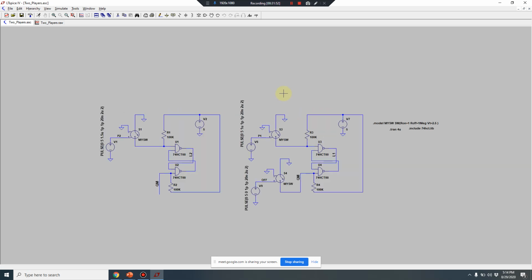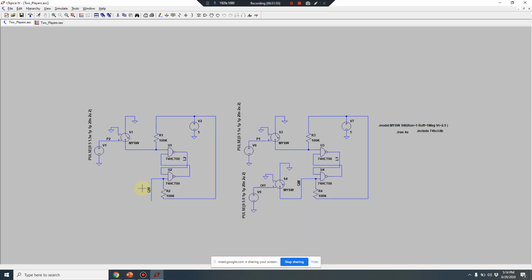Can I please zoom out the circuit? Okay. Yeah. Is it okay now?